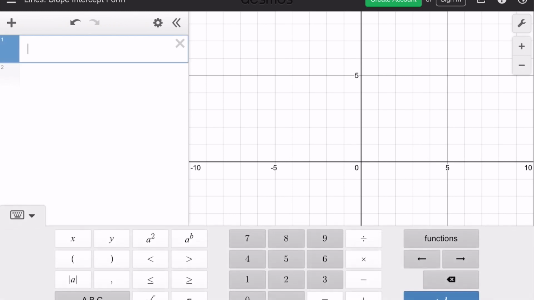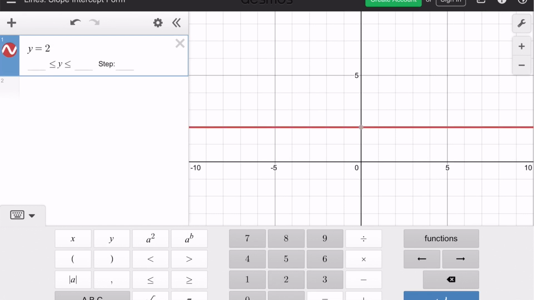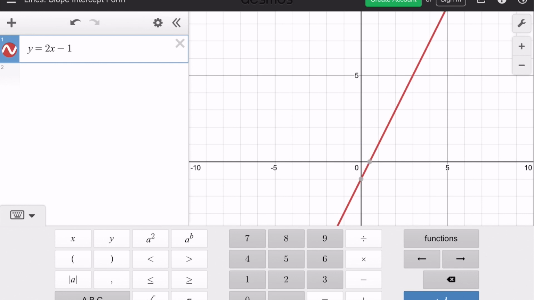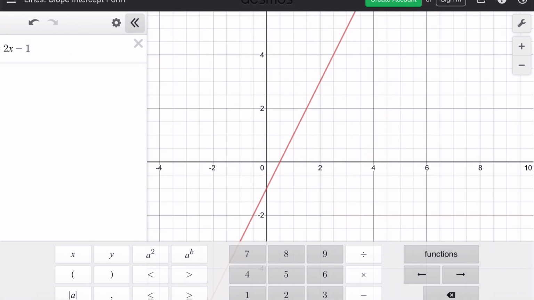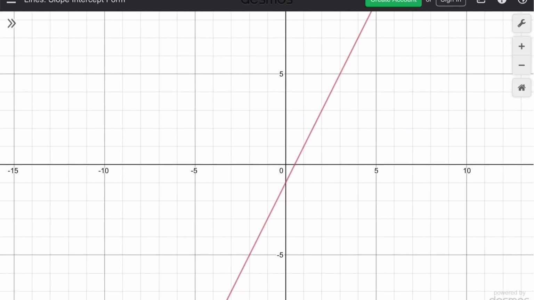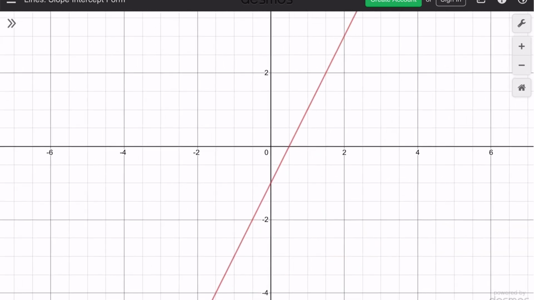So here you can type y equal to 2x minus 1, the equation that we have. And it shows you the exact graph that you end up with. If you click on this button here, it shows you the graph exactly. Notice that all of the points that we plotted are exactly the same points.